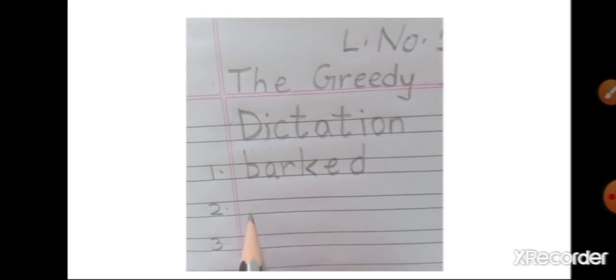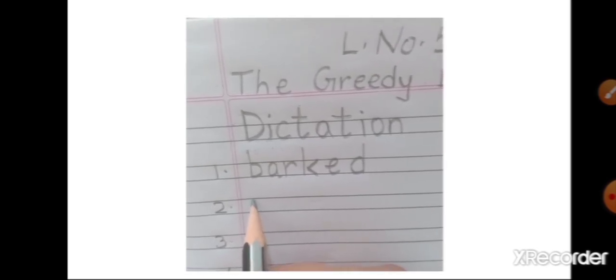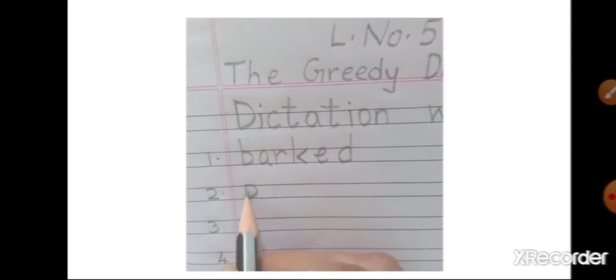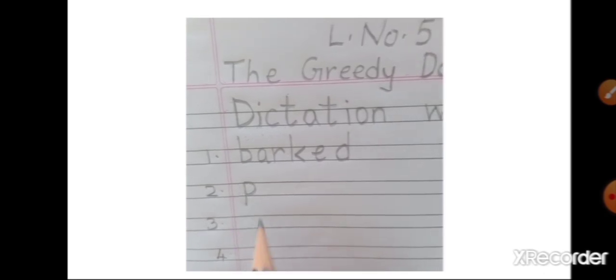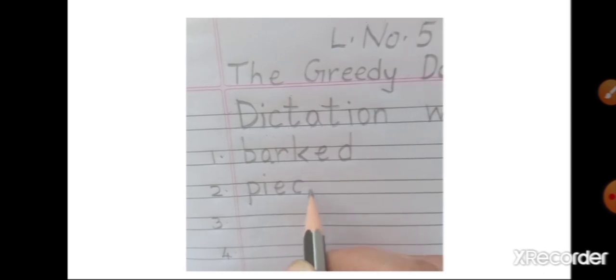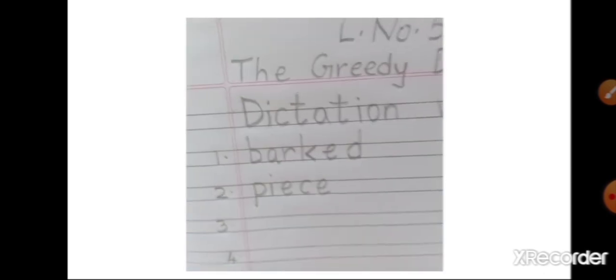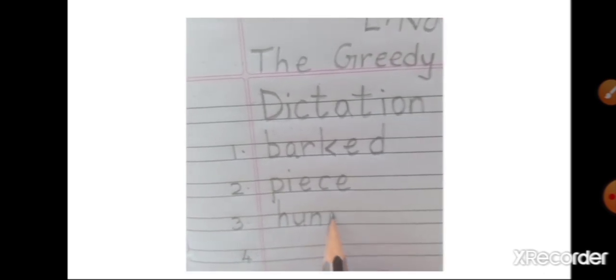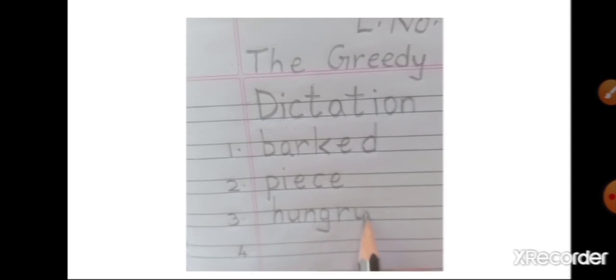Second word is peace. Now see here, children. P will go down till fourth line. So write it below the third line like this. P. Okay, see how it has gone down. P, I, E, C, E, peace. While writing, you also say the letters, say the spelling and then write. Third word is hungry. H, U, N, G, R, Y, hungry.